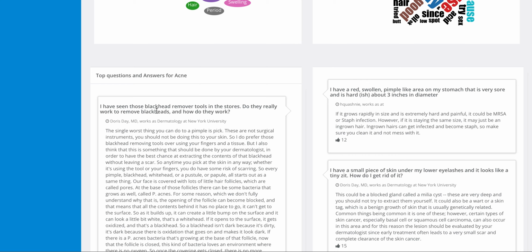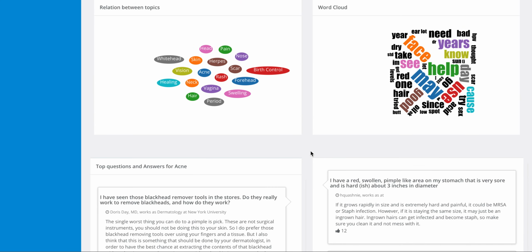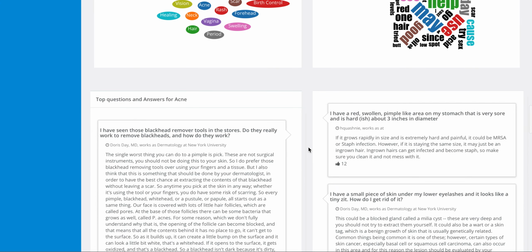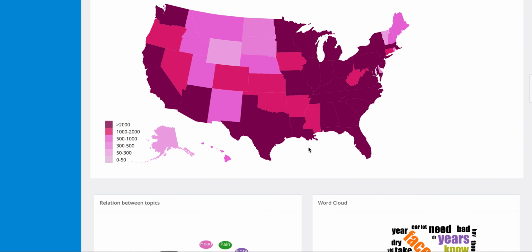For example: I have seen those blackhead remover tools in the store. Do they really work to remove blackheads? This is a particular question which is relevant to acne, and who answered it? Is it a legitimate person, and where is the person from? All this information gives the legitimacy of the person, so that the person who is going to use this application can know whether they can take this answer as a positive answer or not. Overall, this is the application which we developed.